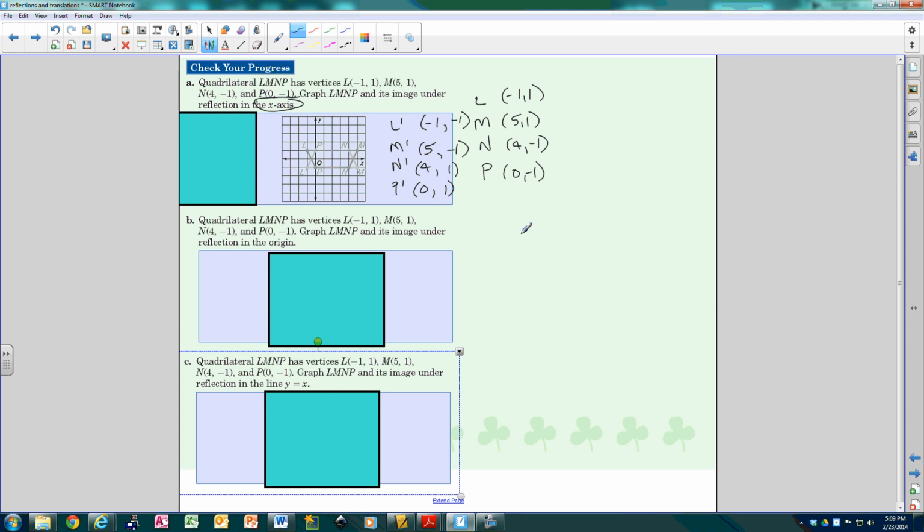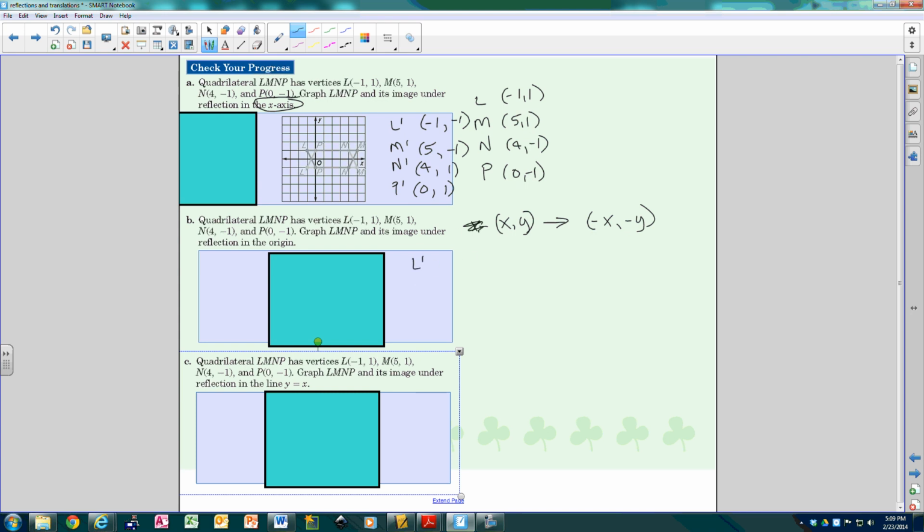Okay, remember when you reflect over the origin, the rule is to take your x, y and reflect over the origin. So the rule is to change all the signs. So just change all the signs. So we've got all of these same numbers here.